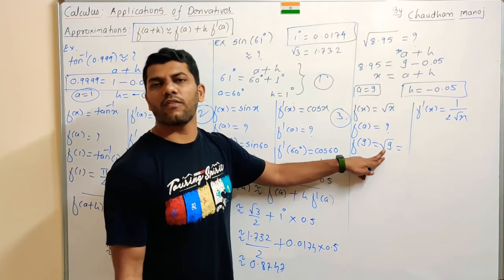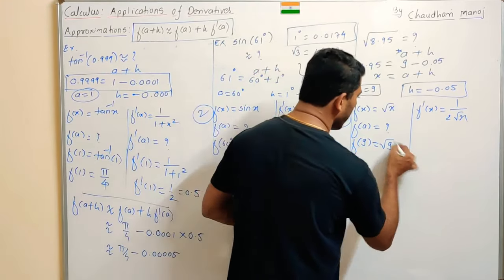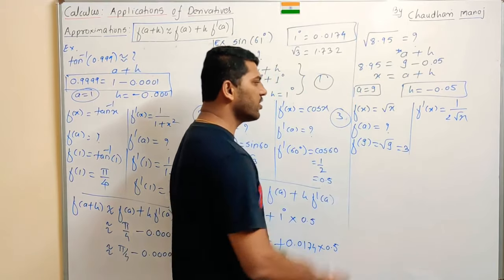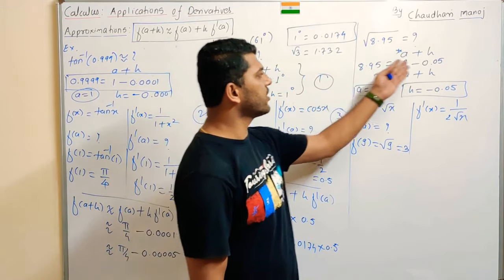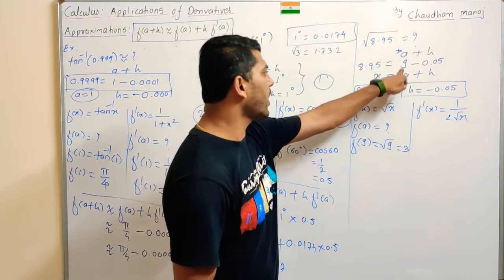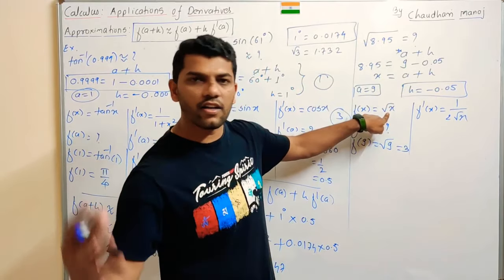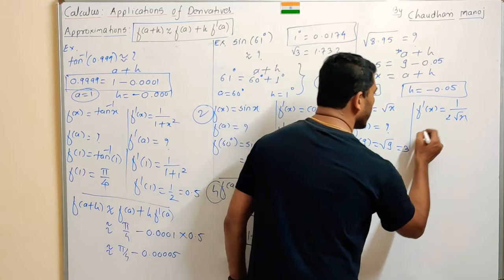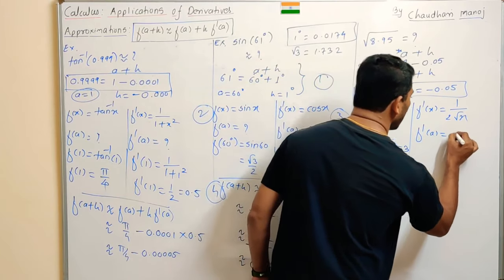You know the value of root 9, and root 9 is 3. This one was the reason. That's why I split this value as 9 minus something. So the importance was to the 9, because we can easily define the under root 9 value, which is 3. Let's substitute over. So this is f dash of a.